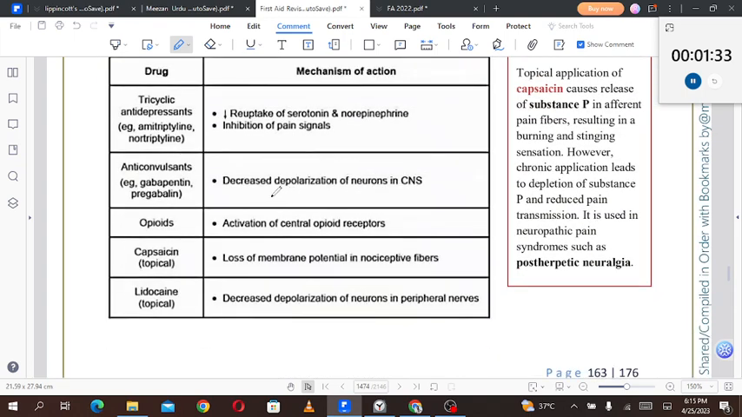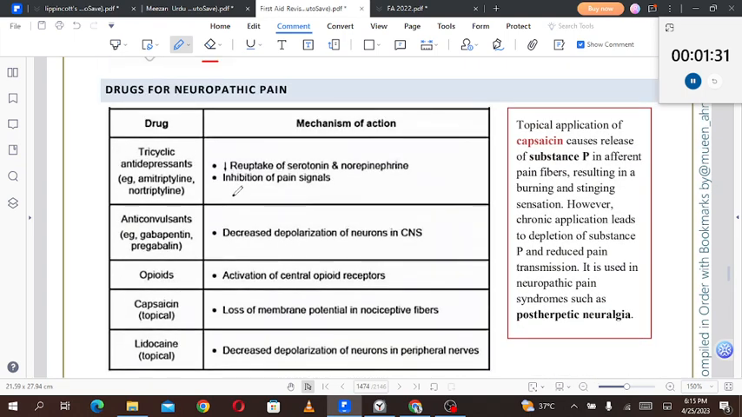Drugs for neuropathic pain, these are some drugs which we use for neuropathic pain. Now these are individual points as we see at the end of all the systems. So tricyclic antidepressants, amitriptyline and nortriptyline, decrease the reuptake of serotonin and norepinephrine, inhibiting pain signals. Anticonvulsants, for example gabapentin and pregabalin, decrease depolarization of neurons in the CNS.